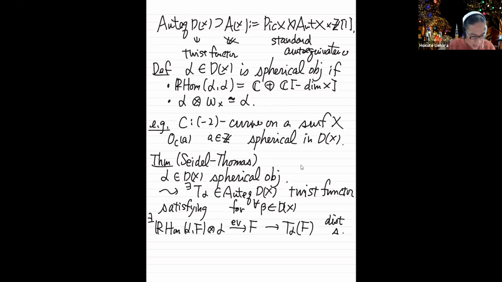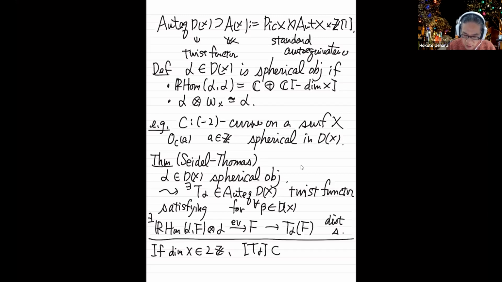Okay. And actually by this distinguished triangle, if the dimension of X is even, T_alpha, as an element of the automorphism group of the Grothendieck group, is a reflection.